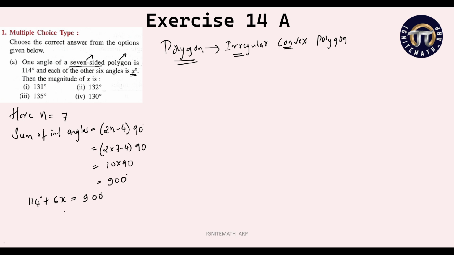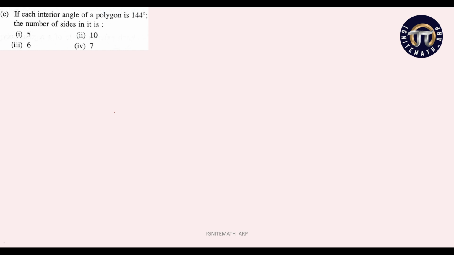So my task is to find out what is the value of x over here, right? So 6x is equal to 900 minus 114. So I can write 6x is equal to 786. So now I can say what is the value of x? x is equal to 786 divided by 6. Clear, children? So when I divided this by 6, I would get the answer as 131 degree. That is the right answer. So 131 degree is the right option. Clear, children? Right. Now let's move to the next one.